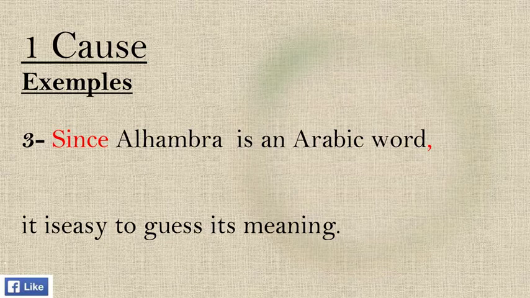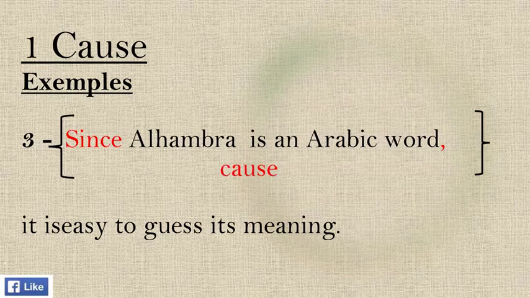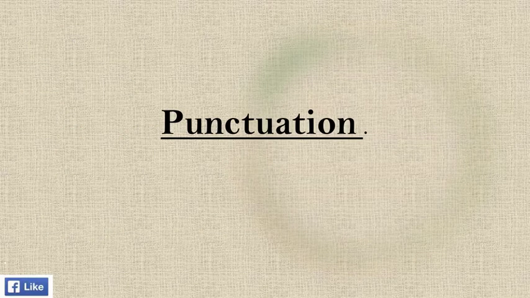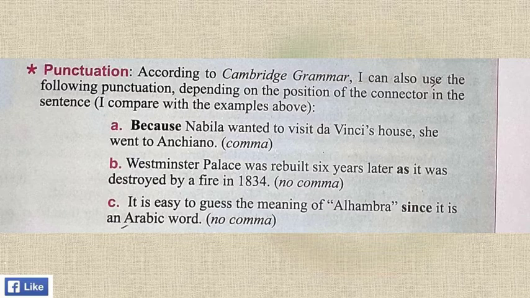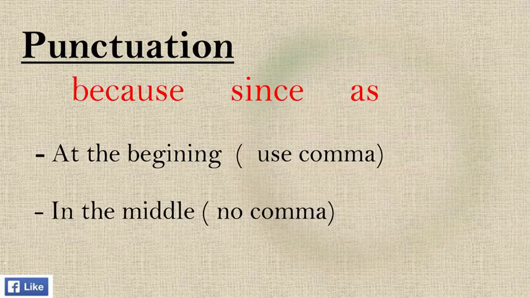Since الحنبرة is an Arabic word, it is easy to guess its meaning. هنا since is the connector, so from since to word, this is the cause part or the sentence of cause. كما كنتوا تلاحظوا كاين وين استعملناهم في البداية وفي الوسط، والاستعمال هذا at the beginning or in the middle يسبب لي اختلافات في punctuation. يعني علامات الوقف راح تختلف. So for example, when we use because at the beginning we have to put comma الفاصلة. When we use because, since or as at the beginning نديروا فاصلة باش نفصلوا بين الجملة الأولى والجملة الثانية. When we use them in the middle we don't need any comma. كي نستعملوهم في وسط الجملة نكملوا الجملة تاعنا عادي، ما نديروش فاصلة. There is no comma in the middle of the sentence.